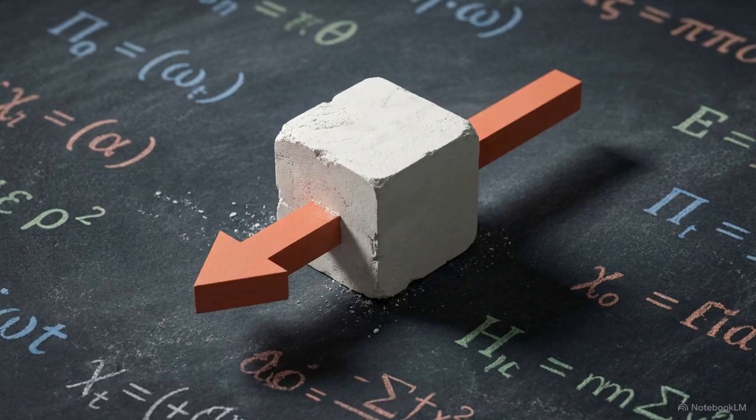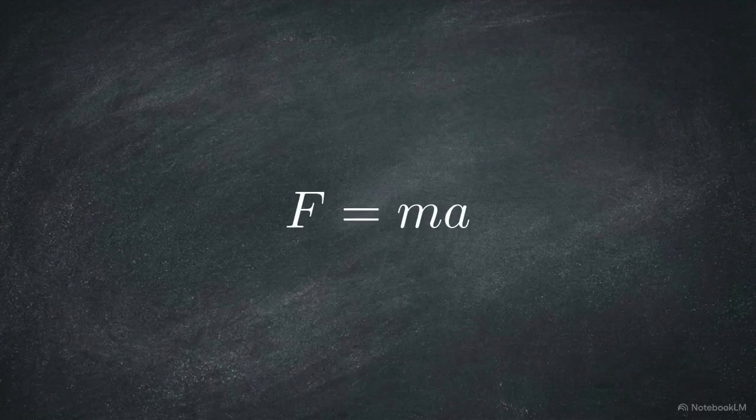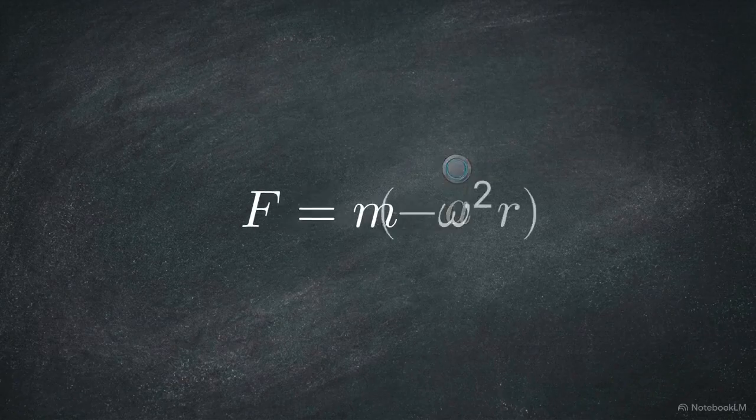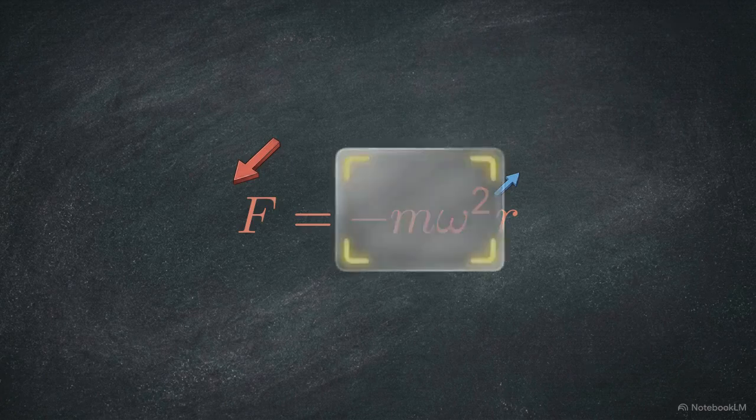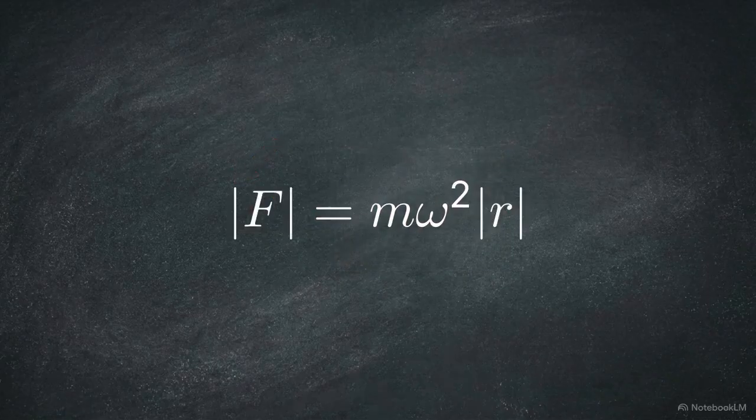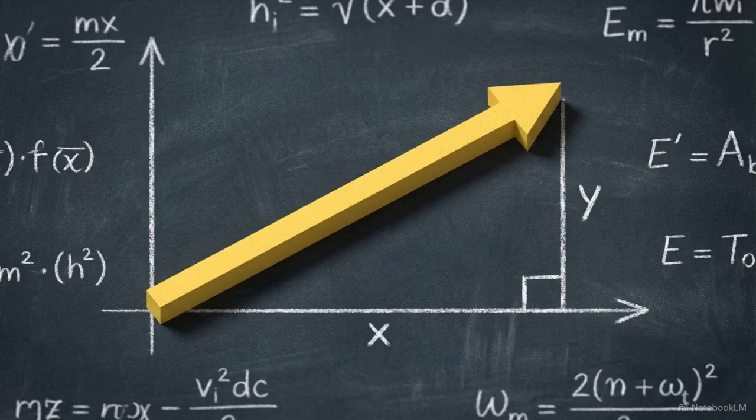Now we apply Newton's second law, force equals mass times acceleration. We substitute our new acceleration equation into the formula, resulting in this red equation, force equals negative mass times omega squared times r. To isolate the specific magnitude of the force, we focus strictly on the absolute length of vector r. By using the Pythagorean theorem, the magnitude resolves to the mass times omega squared times the square root of x squared plus y squared.